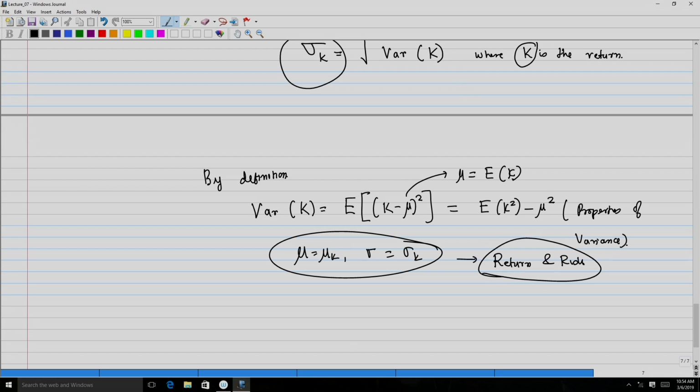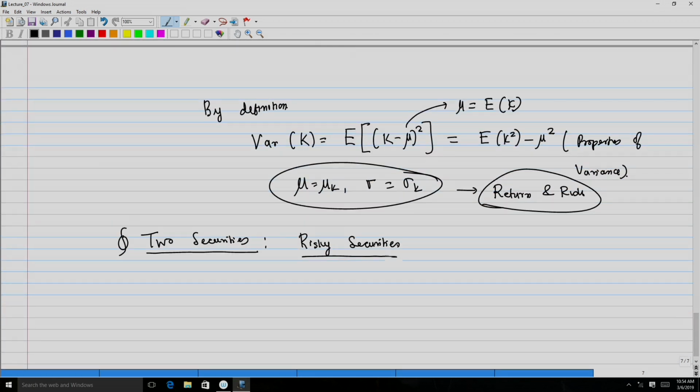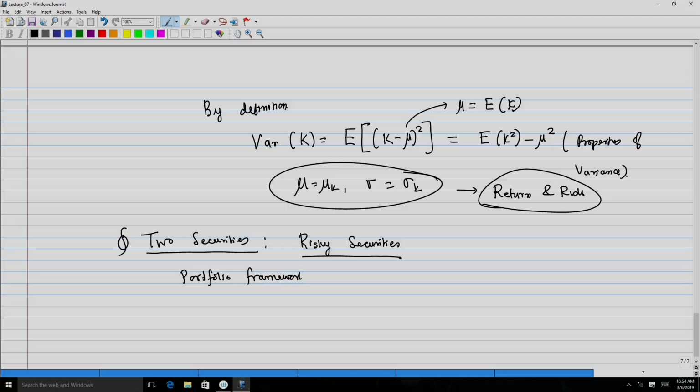So, at this point we will start looking at a portfolio with two securities, and by this I mean two risky securities. Once we start talking about two securities, we are essentially moving into the portfolio framework. In this framework we consider investment in say two stocks.